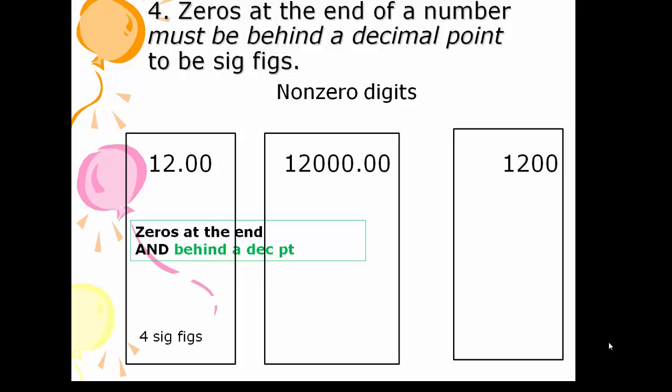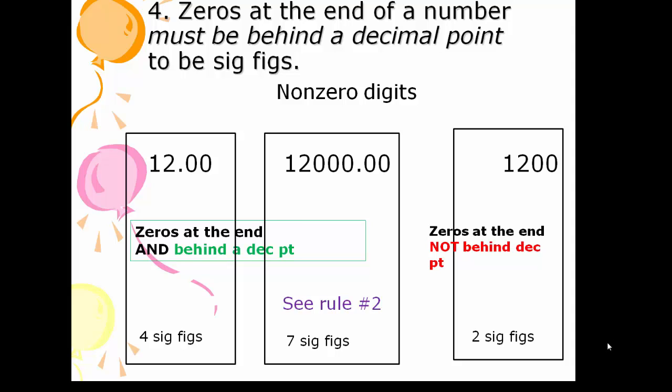In the next example, again, the zeros are at the end and they are behind a decimal point, and we also have the zeros in the center. We're going to go back to Rule 2, which says zeros in the middle of the number are Sig Figs, so we're going to count those also. So here we have 7 Sig Figs. Our last number has no decimal point, so we count the 1 and 2, but the zeros at the end are not behind a decimal point. They are not Sig Figs. This number may have been rounded off to 1200 to give 2 Sig Figs, and there are only 2 Sig Figs in this particular example.